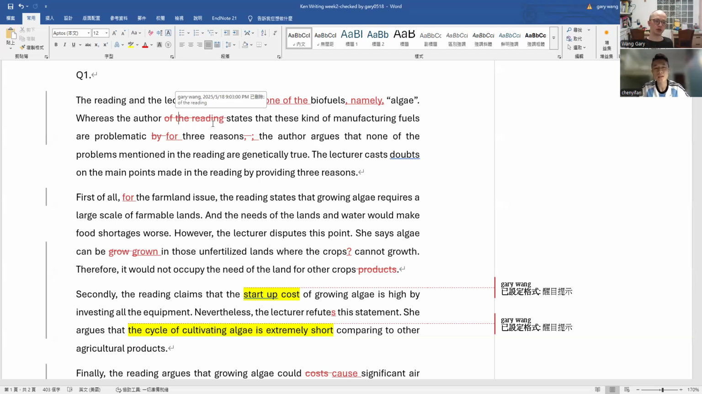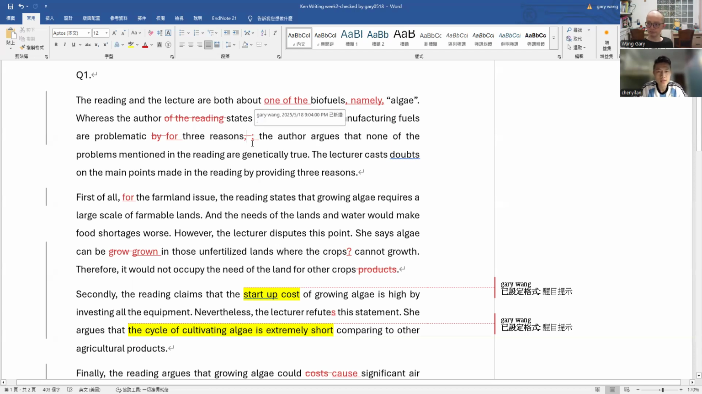So author, we know, is for the reading. Lecturer, we know, is for the listening. So the author states that three kinds of manufacturing fuels are problematic for three reasons. And here we need a punctuation, which is the semicolon. You know the difference between the two?